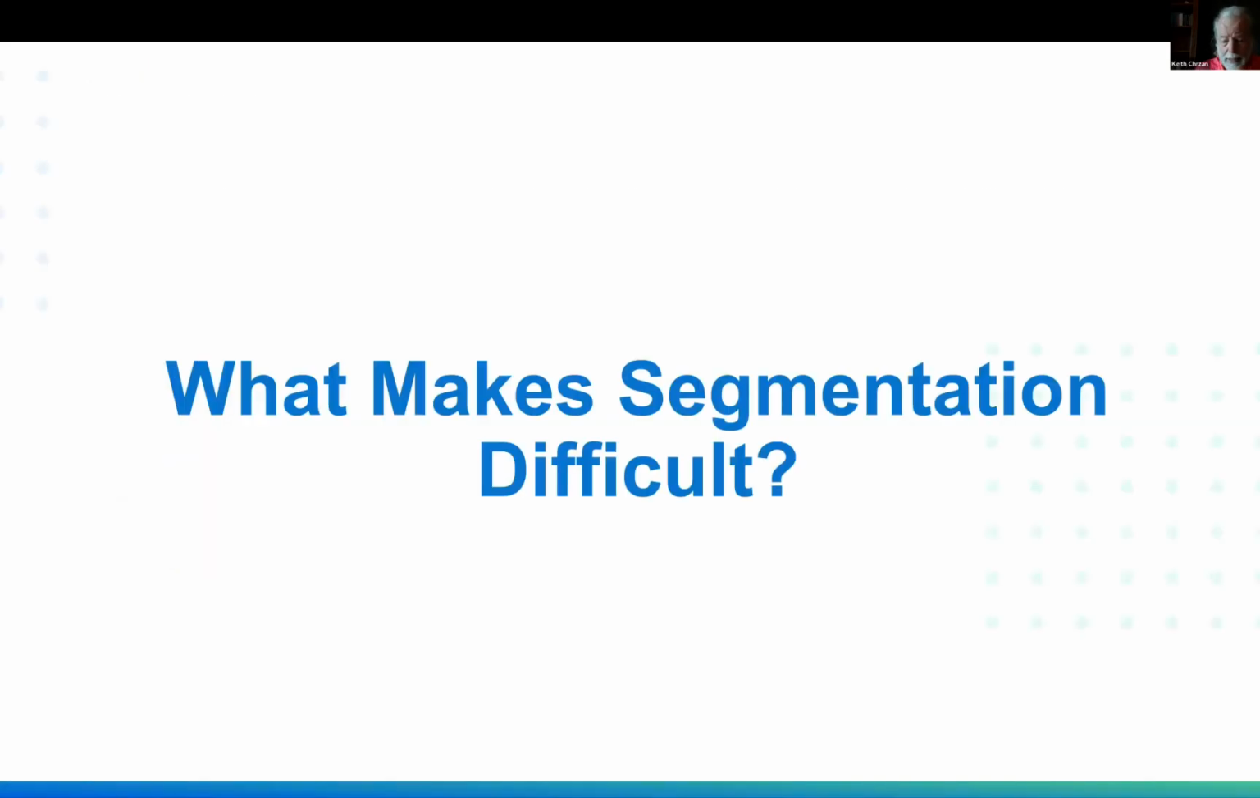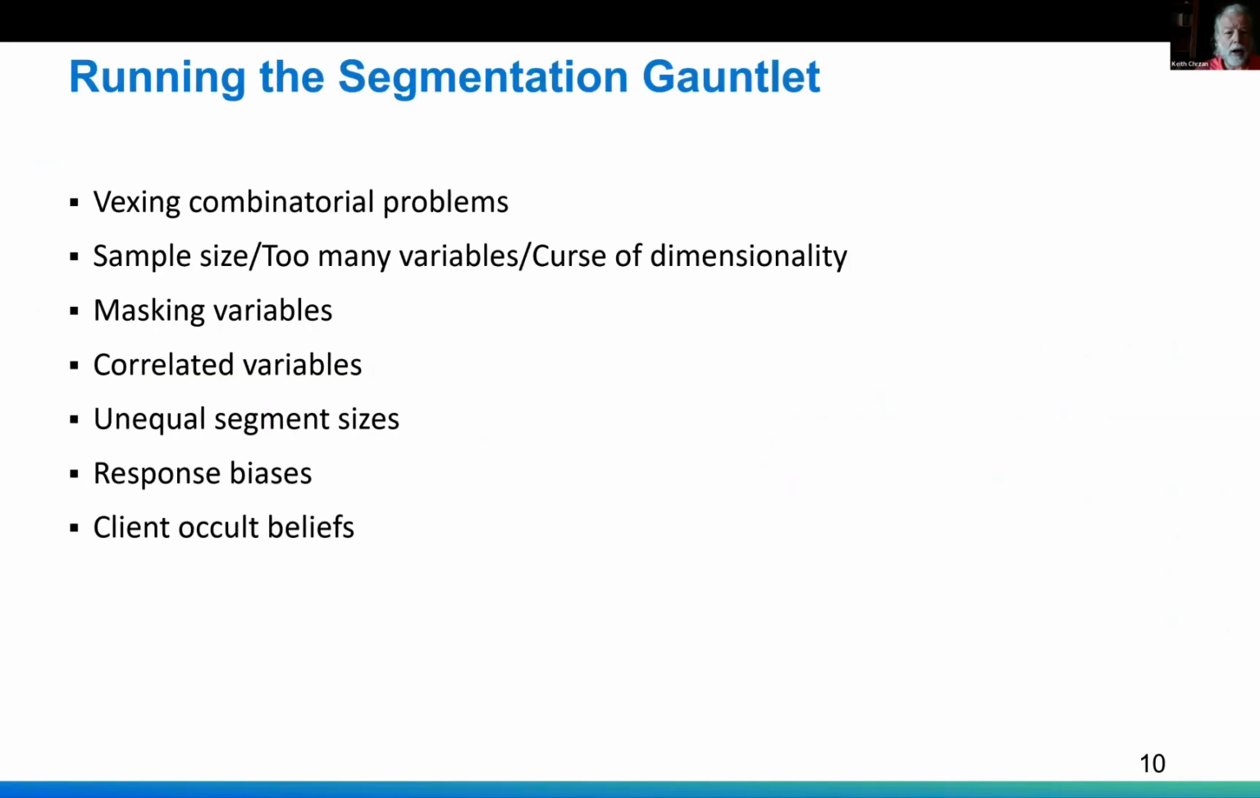Okay, so what is it that makes segmentation difficult? I'm going to talk about seven different topics here. There's a couple of really vexing combinatorial problems that we face when we do segmentation. There's a cluster of problems that are all related or interrelated.